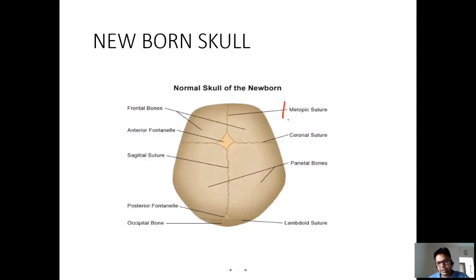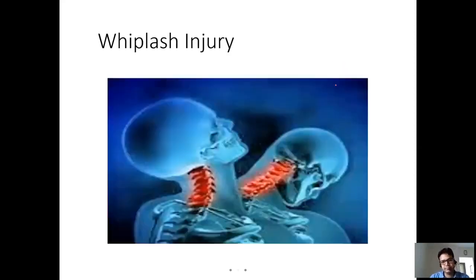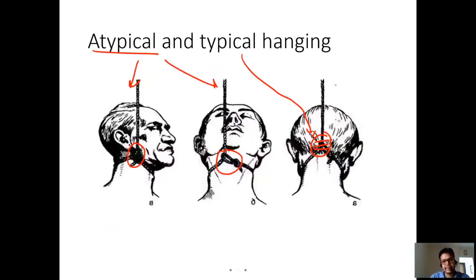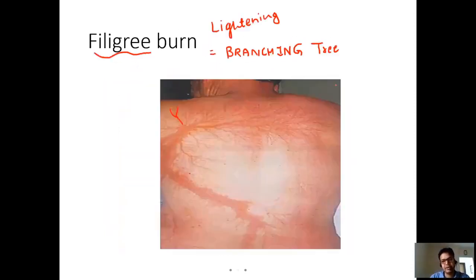So this suture in the front part is the metopic suture. All other sutures we know. And I told you the metopic suture fuses at 12 months. You can get this question also. We have discussed all these important parts.